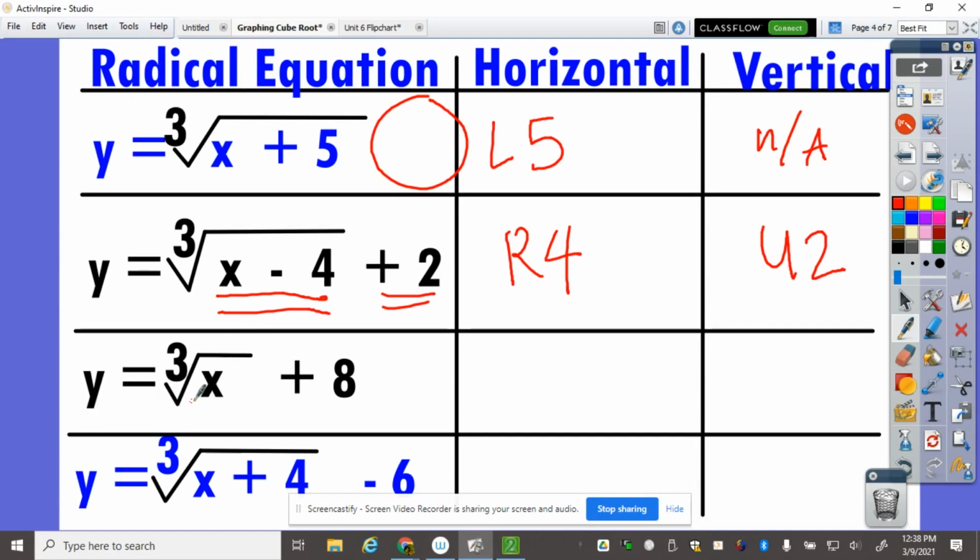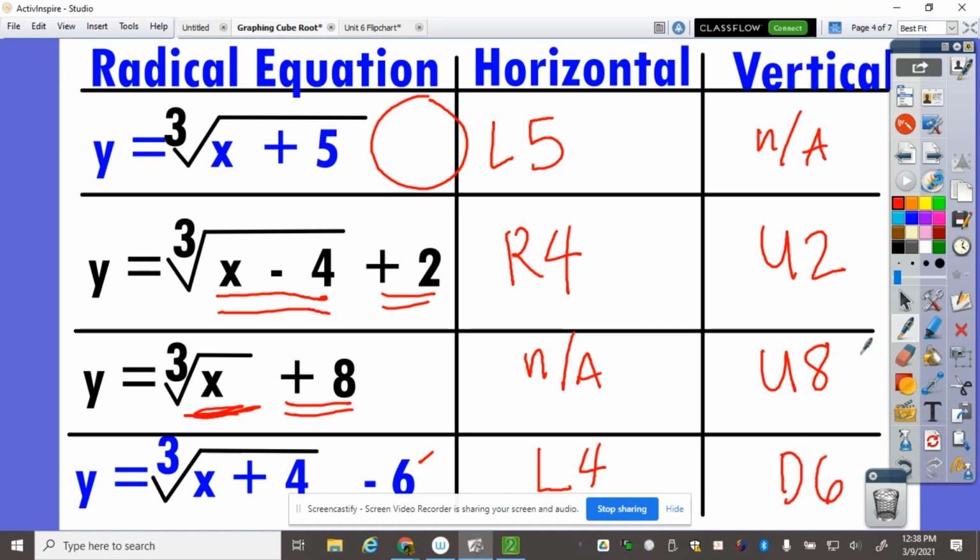Next, y equal to the cube root of x plus 8. There's no number inside. That means there will be no horizontal translation. But the plus 8 tells you that you're going to go up by 8. Here, y equal to the cube root of x plus 4 minus 6. That means you're going to go left 4. And the minus 6 here tells you to go down 6.